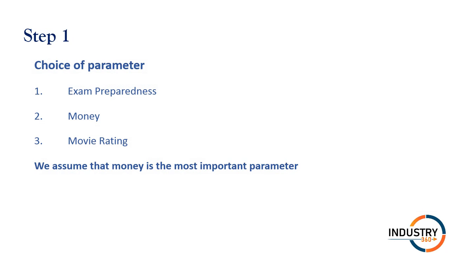To start off, we have to pick a factor. In this case, we assume that of the three choices we have, money is the most important factor in our decision. Now this choice is not influenced by anything, it's a random choice and it does not influence the mathematics in any way at all. Once the choice has been made, we have to calculate precisely how valuable this factor is. So let's do that.